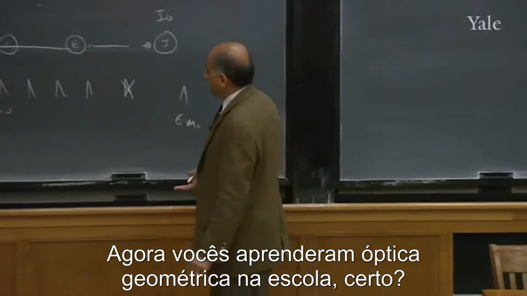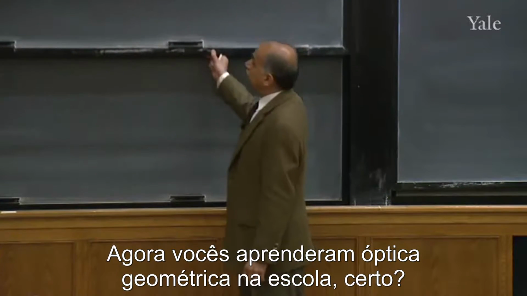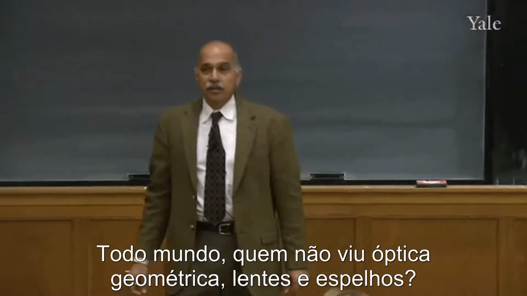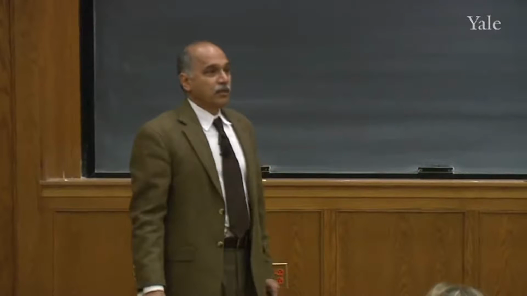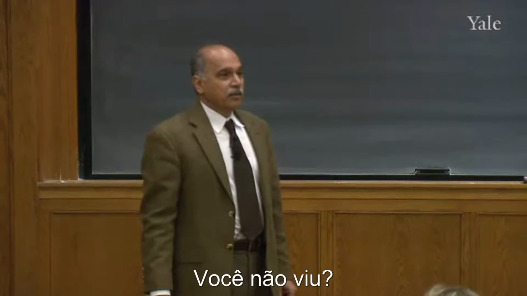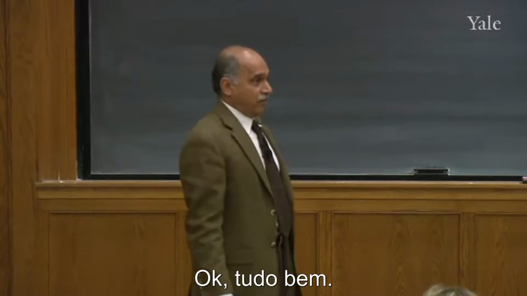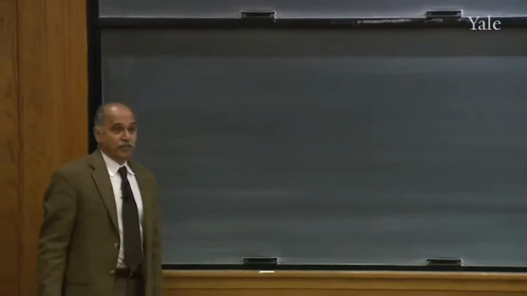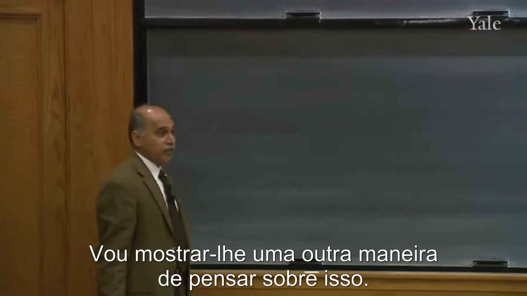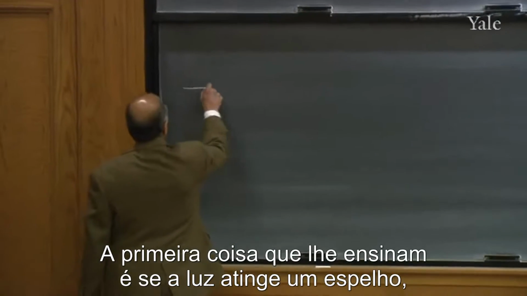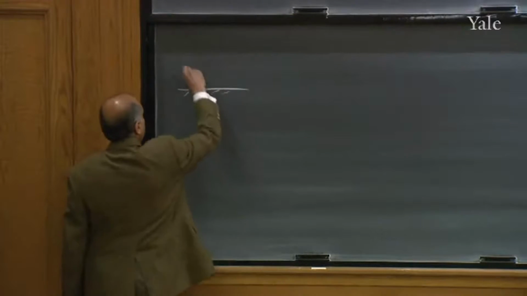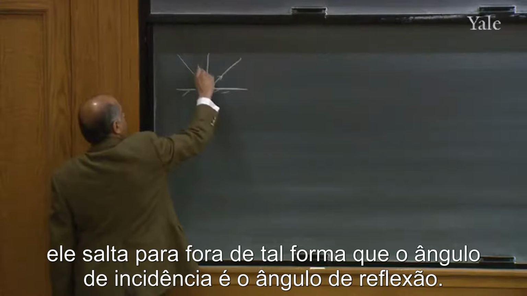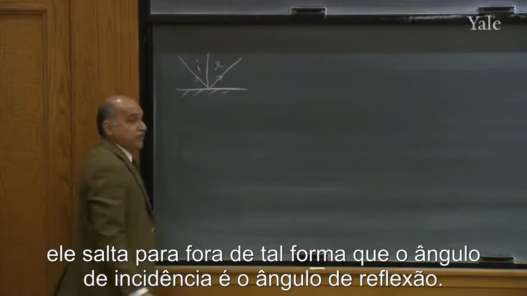Now you guys have learned geometrical optics in high school, right? Everybody who has not seen geometrical optics, lenses and mirrors, you've not seen it. Okay? That's all right. But I will remind you what the others have seen. But I'm going to show you another way to think about it. The first thing they teach you is that if light hits a mirror, it bounces off in such a way that the angle of incidence is the angle of reflection.